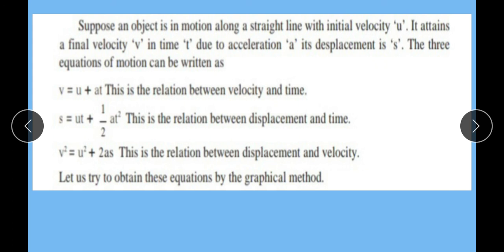Now the third equation, v squared equals u squared plus 2as. In this equation the first letter is v, that is velocity, and the last letter is s. So this third equation shows the relationship between velocity and displacement. Now let us try to obtain these equations by the graphical method.